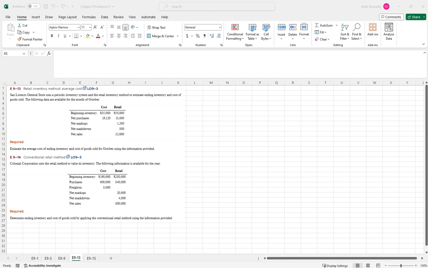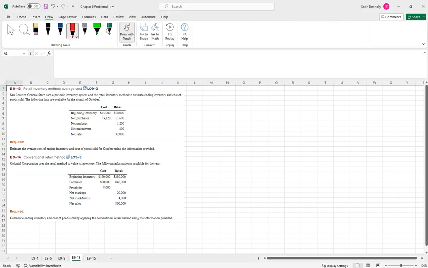All right, this one is going to be some items here. Okay, so we have a business. It looks like they use the retail inventory method, so again, this is dealing with an estimate. They give us the following information for October. They're telling us cost, and then they're giving us information about retail. They want to know, using the retail method, specifically average cost under the retail method, tell us ending inventory and cost of goods sold, under the cost amount.